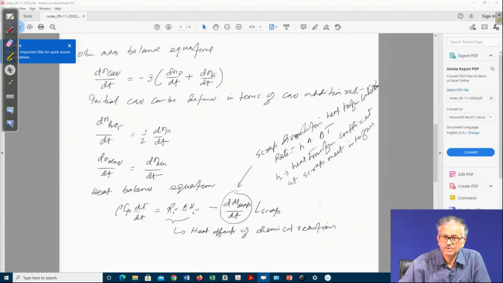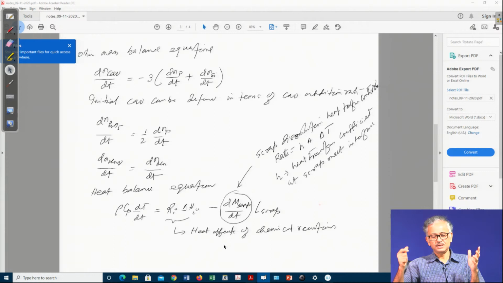One is the heat effects of chemical reaction, mostly exothermic. So, this is the source of energy: Ri and delta Hi. Minus this is the scrap dissolution rate times the latent heat of the scrap. If you consider the scrap dissolution to be heat transfer controlled, then that dissolution rate will simply be equal to H into A into delta T, where H is the heat transfer coefficient at the metal liquid-scrap interface, in the thermal boundary layer, A is the interfacial area, and delta T is the temperature difference.